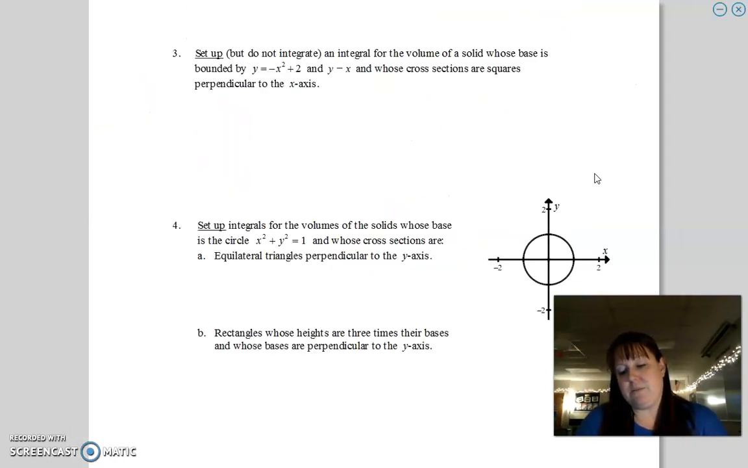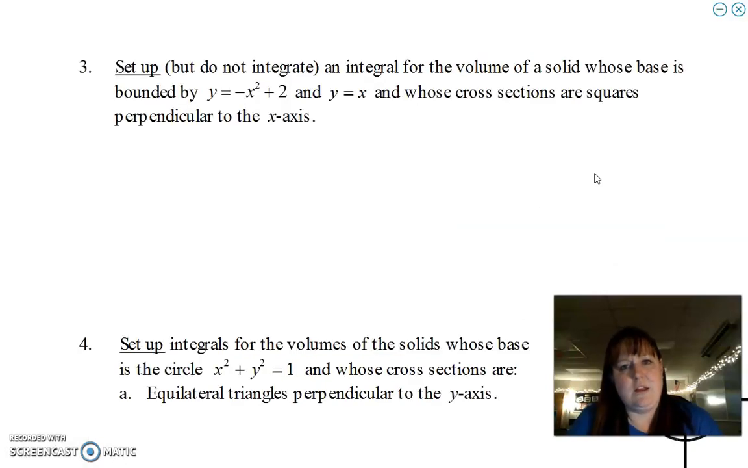All right, so we're going to set up an integral for the volume of a solid whose base is bounded by a parabola, y equals negative x squared plus 2, and then y equals x. It doesn't show up on our screen very well, but there it is. There's the equal sign. Okay, so first things first, we're going to go ahead and draw this.